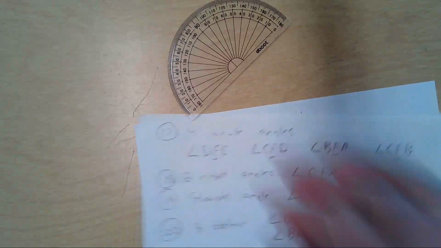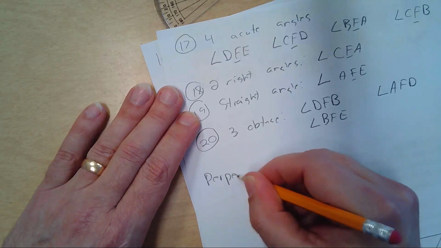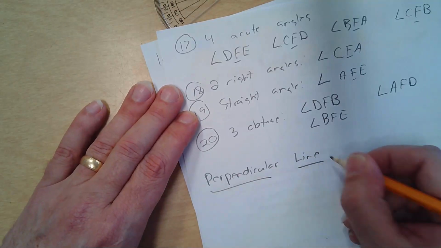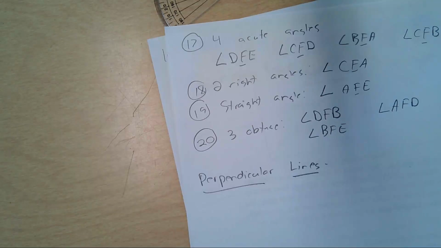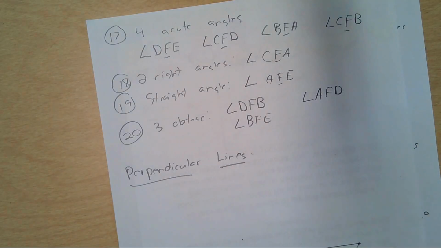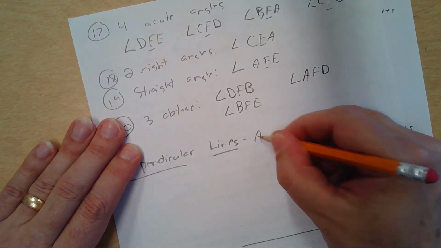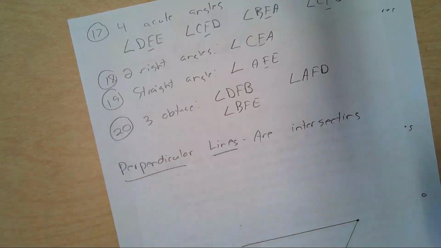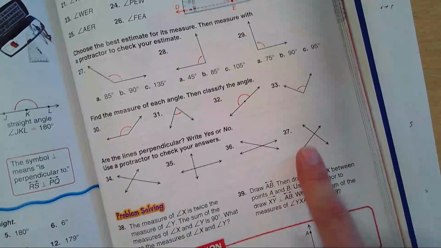All right, last term we have to go through here, we're almost done, is perpendicular lines. We won't get too deep into perpendicular and parallel lines at the moment, but a couple of different things are going on here. So perpendicular lines are intersecting lines. And when I say intersecting lines, I'm talking about two lines that cross each other. These are all intersecting lines.